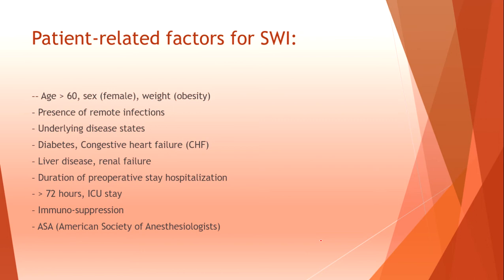Patient-related factors for surgical wound infection. Age more than 60 years. Female. Obesity. Presence of remote infection. Underlying disease status: diabetes, congestive heart failure, liver disease, renal failure. Duration of preoperative hospitalization more than 72 hours, or staying in the intensive care unit, immune suppression, and a high score, meaning 3, 4, or 5, by the physical assessment of the American Society of Anesthesiologists. We talk about this in the 9th lecture.